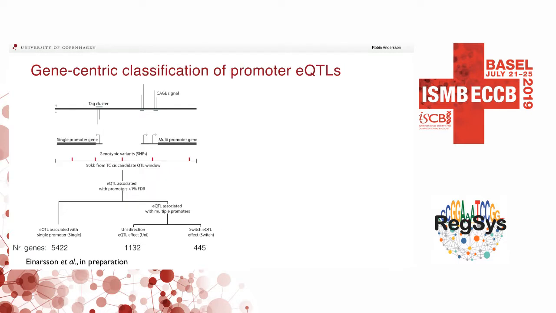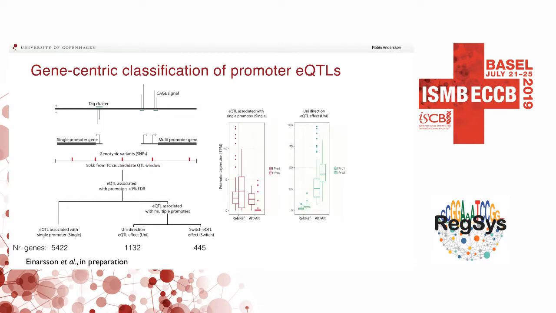So what he found out with this, he took a gene-centric approach after that, and what he found out was that in the majority of cases, over 5,000 genes, have an eQTL associated with a single promoter of that gene. So even if you have multiple promoters of the same gene, only one promoter was affected by association. It then also found more than 1,000 genes where there were multiple promoters of the same gene associated with the same eQTL. And many of these were showing a unidirectional behavior.